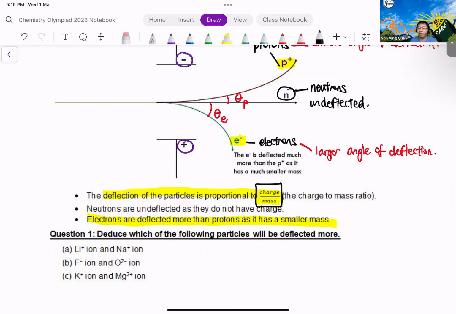Maybe I can give you 30 seconds to quickly work this out. Question 1, A, B, and C. You will need to find the mass from the periodic table. For example, 1A, you need to look where's lithium. What's the mass of lithium? What's the mass of sodium? Find it, then let's work it out. So 30 seconds starts now.